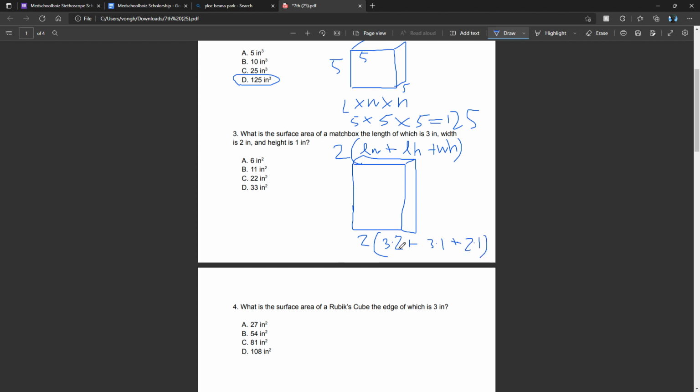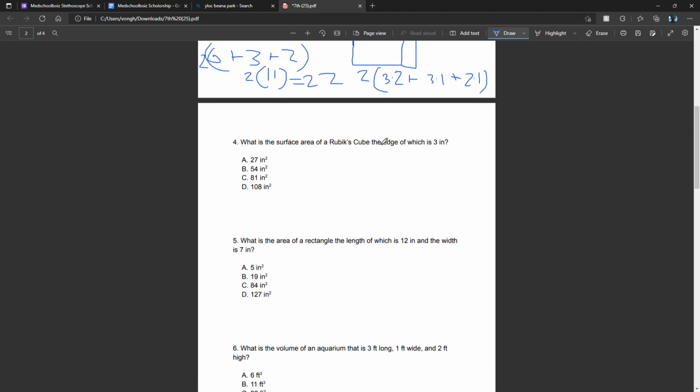So 3 times 2 is 6, plus 3 times 1, that's 3, plus 2 times 1, which is 2. 6 plus 3 plus 2 is 11, but then you also have the parentheses, and the outside is 2, so 2 times 11 equals 22, so the answer is C.